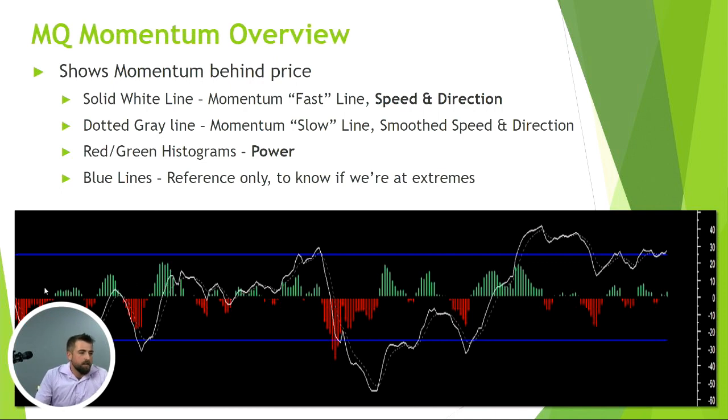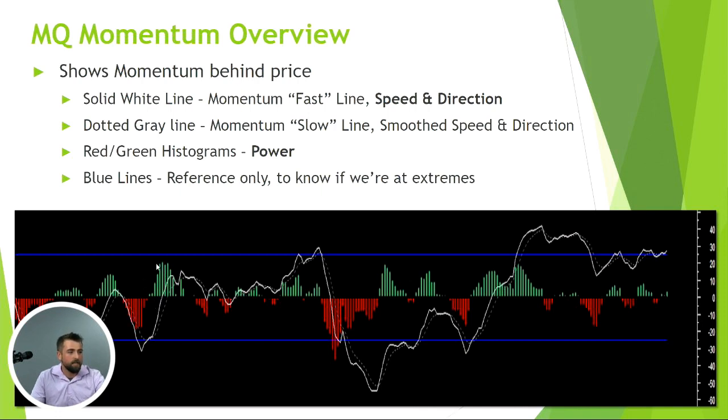This solid white line that you see, that's the fast line, so the more short-term speed and direction of the security. And it's a little harder to see here, but there's a gray dotted line as well. That's the slower, smoother line for speed and direction that's more long-term, I guess you could say. So very similar to the MACD in that sense, only you're not trading it like a signal line when it crosses over necessarily, but still similar nonetheless. And then the red and green histogram that you see, that's basically the power or the energy behind the momentum in the security or in the trend.